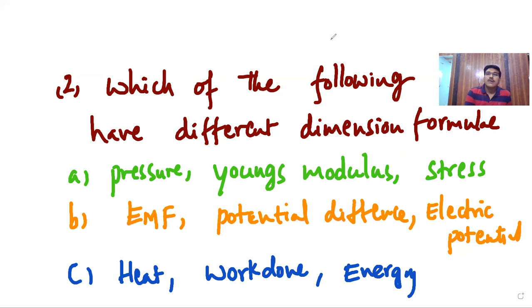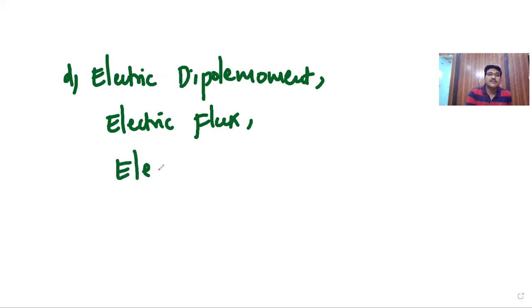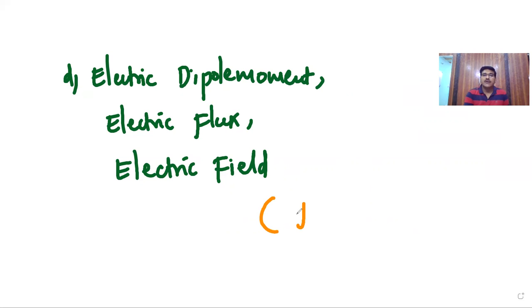Okay. Now, the fourth option quoted is electric dipole moment, comma, electric flux, and third one he has given is electric field. These were the options. And this was also a question appeared in the JEE.